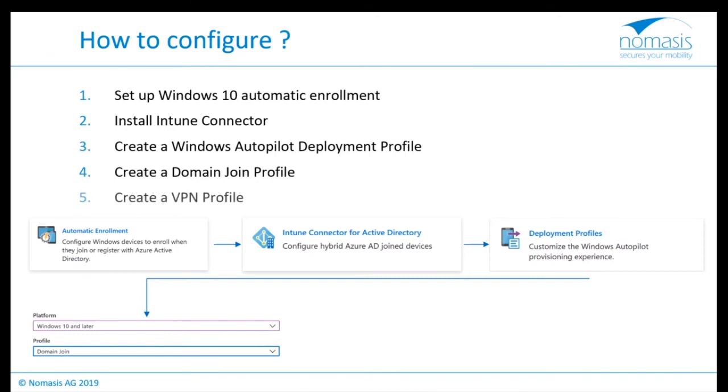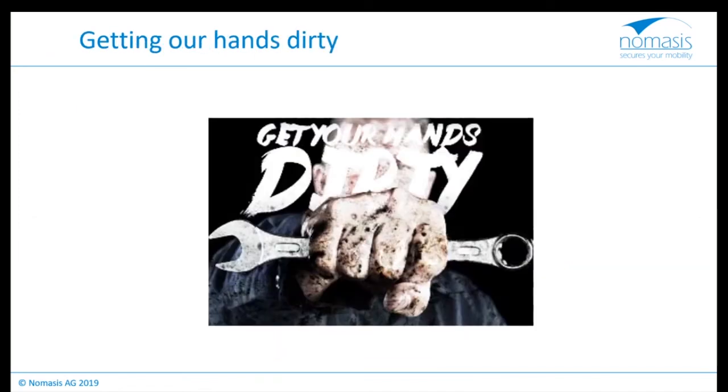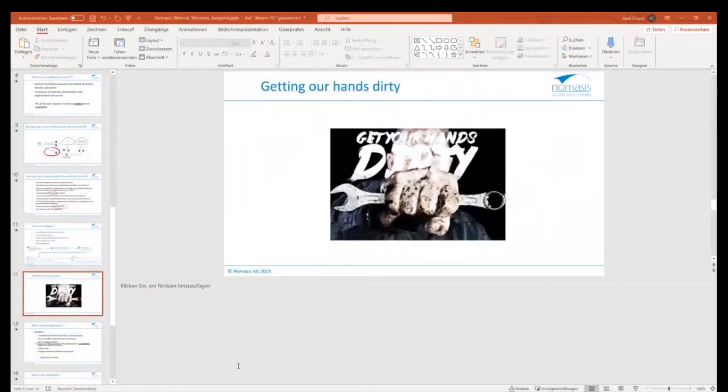And the last step takes care of the VPN profile, so that our Australian coworker or the home office coworker is able to finish the domain join, even though he's not on site or not connected to the corporate network yet. So now I want to show you this in the Endpoint Manager of Intune. Getting our hands a bit dirty, so you just get an imagination of what has to be done in Intune. So I hope this is working.